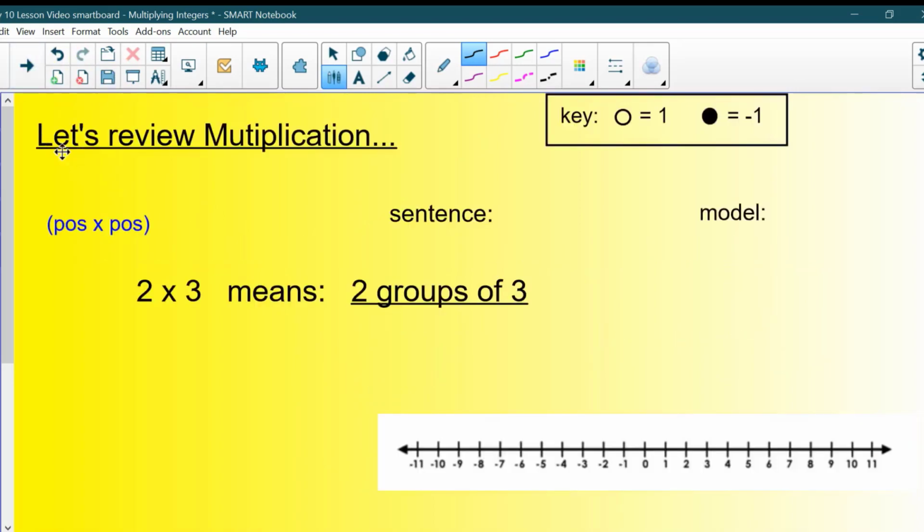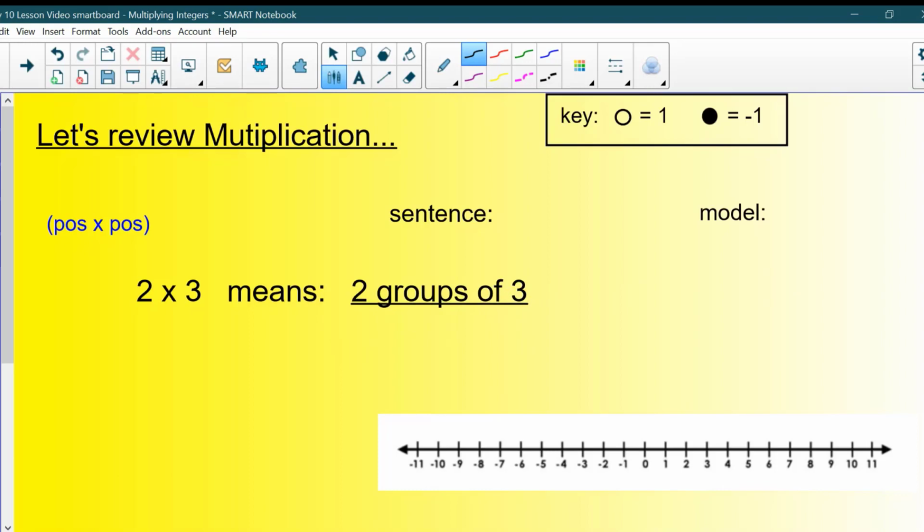All right, so going back, way back when you first learned multiplication, probably third grade, and you did a positive number times a positive. For example, 2 times 3. And what was another way you probably learned to say that? 2 groups of 3. You remember doing that? And you probably drew a picture.